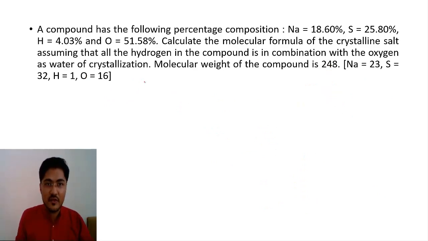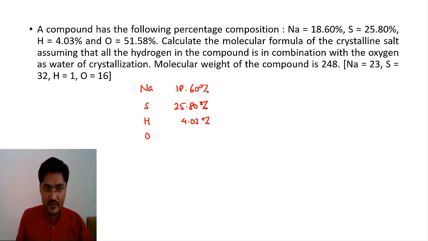A compound has the following percentage composition. We have sodium as 18.60%, sulfur as 25.80%, hydrogen as 4.03%, and we have oxygen as 51.58%. Now calculate the molecular formula of the crystalline salt, assuming that all the hydrogen in the compound is in combination with the oxygen of water of crystallization, and the molecular weight of the compound is 248.